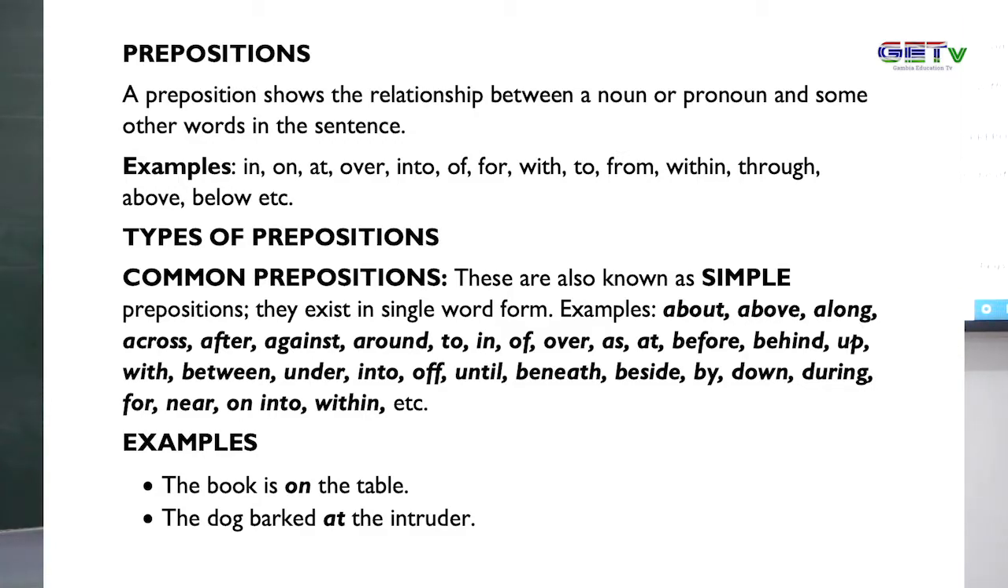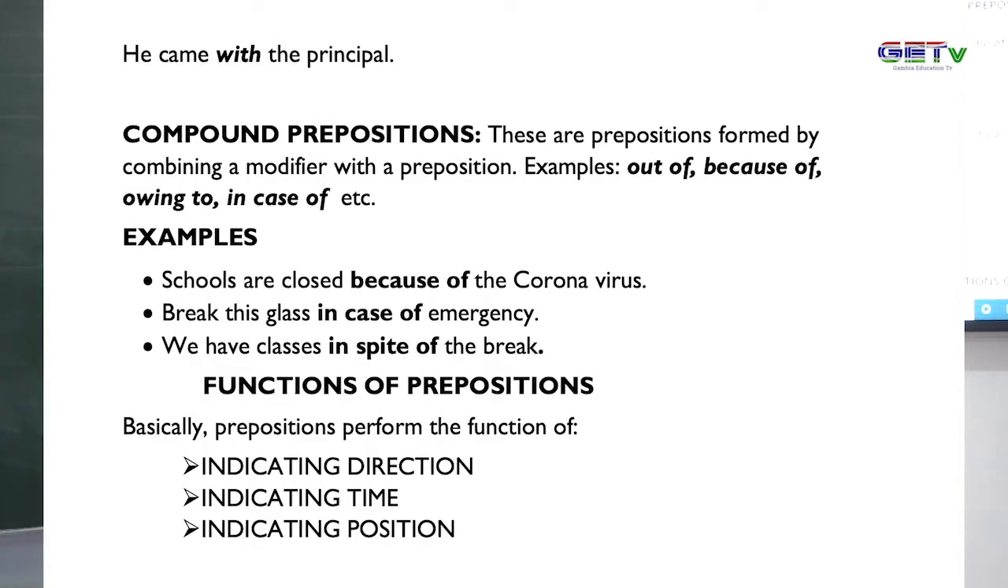Here, when you look at "at," it is a preposition there. 3, he came with the principal. So when you look at "with" there, it is a preposition. You get the point. So by looking at these 3 examples, we have common prepositions, or we call them simple prepositions or one-word prepositions. From there, we move on to the other type, which is compound prepositions.